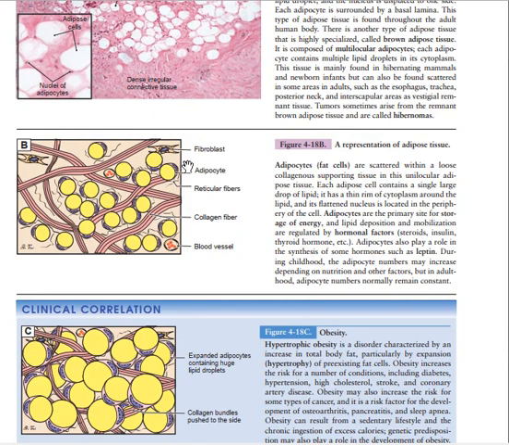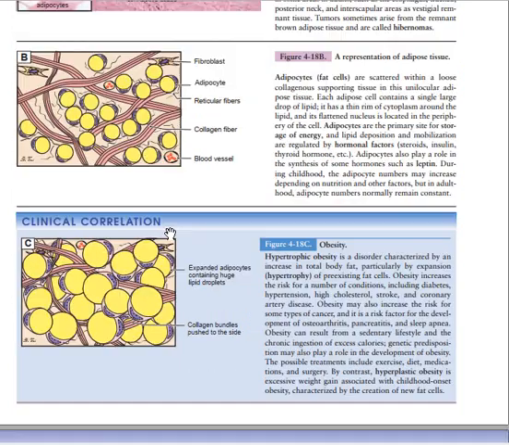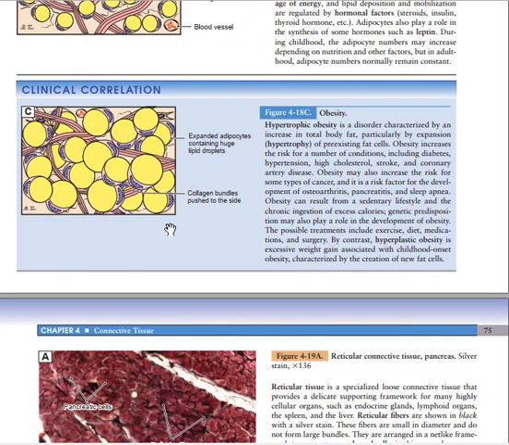Now this is the diagrammatic representation of that, with many adipocytes. You have the reticular fibers and collagen fibers, as you can see. Now, the clinical correlation is obesity. Obesity is when your BMI is greater than 30 kilograms per meter squared. That's the definition of obesity. Obesity can be genetic or environmental. To visualize obesity on histopathology, on histologic view, you have large expanded adipocytes containing huge lipid droplets, and the collagen fibers are pushed to the inside. You may not even see collagen fibers.